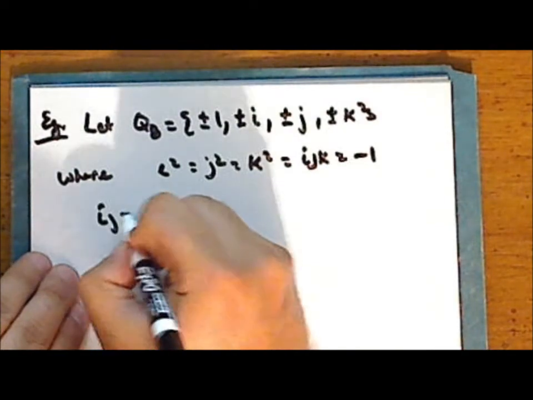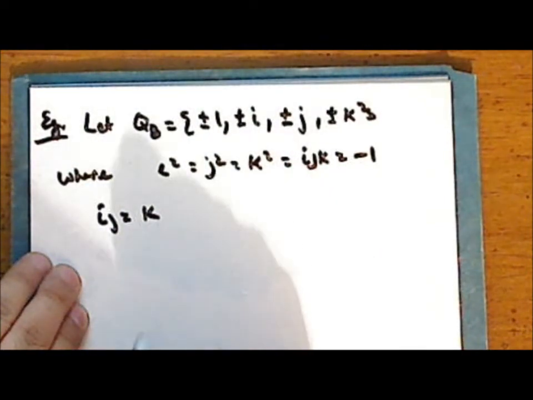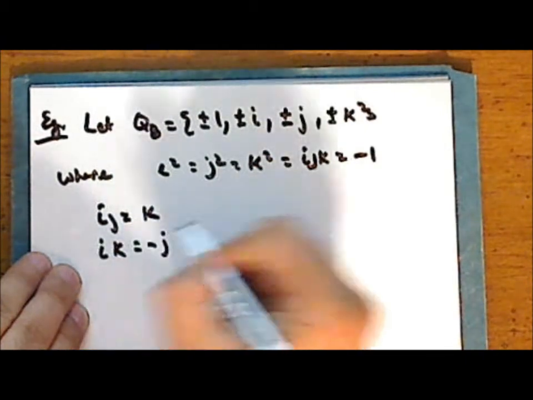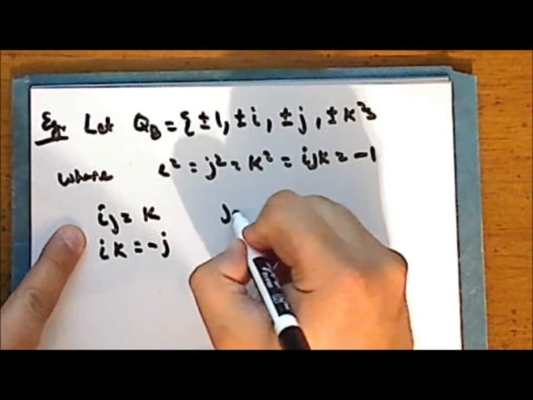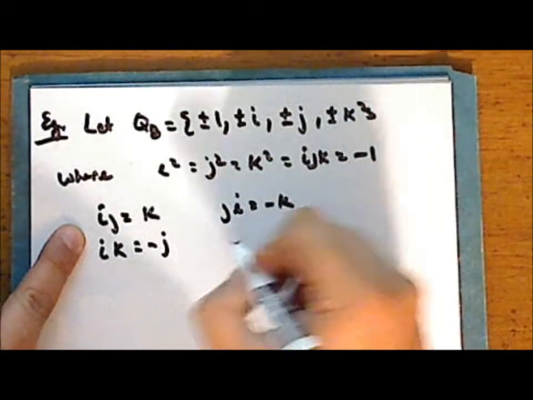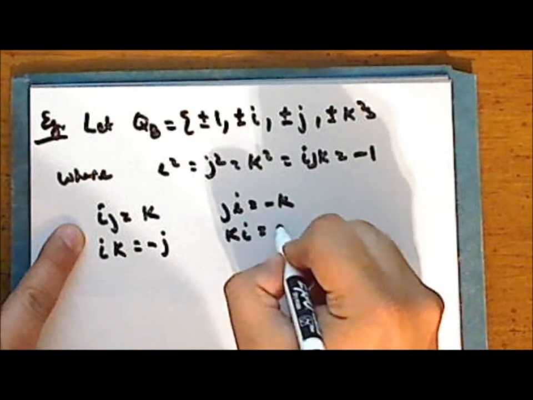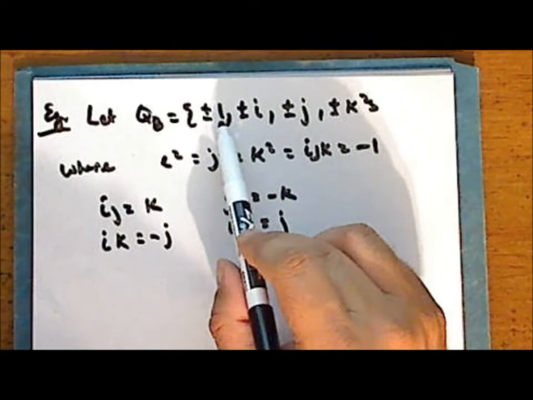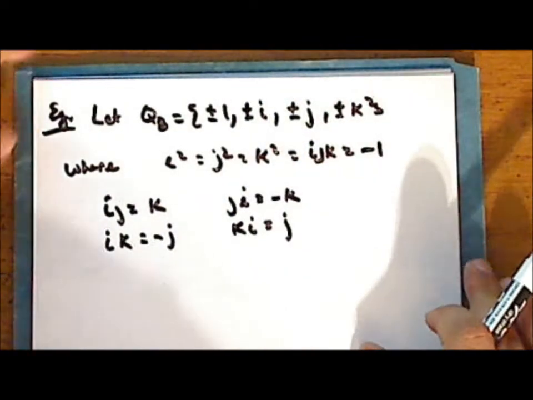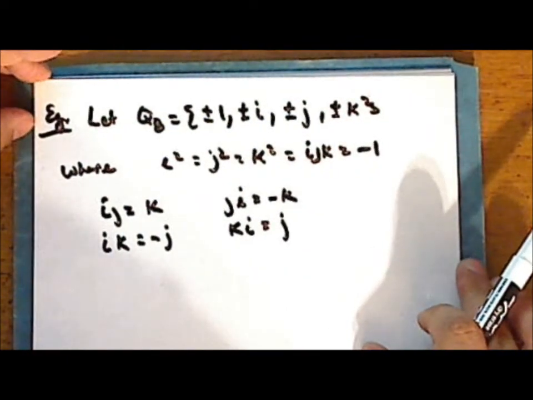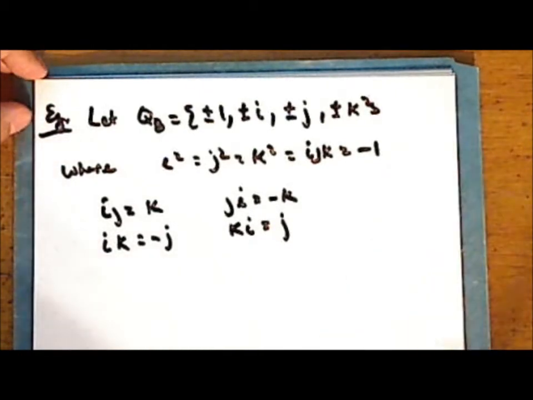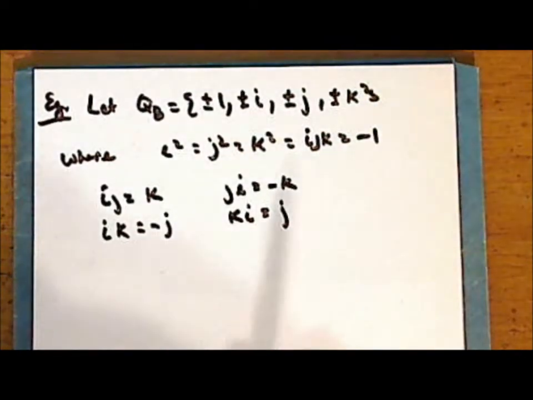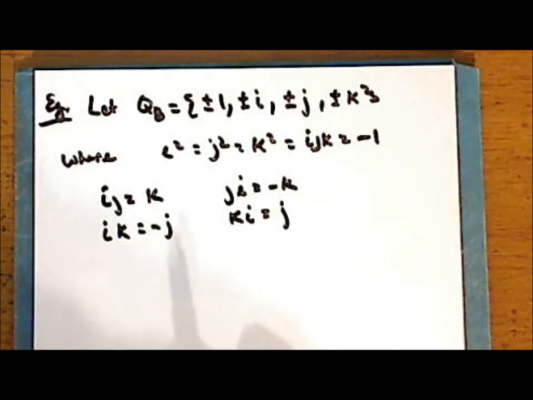where i times j is the element k, and i times k is negative j, j times i is negative k, and k times i is j. The positive elements are known as the quaternion units. They were discovered by the Irish mathematician William Rowan Hamilton. And so now we have enough to construct the Cayley table.